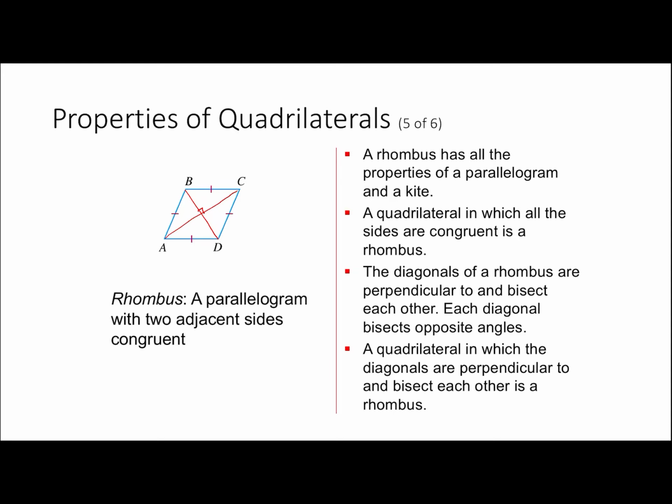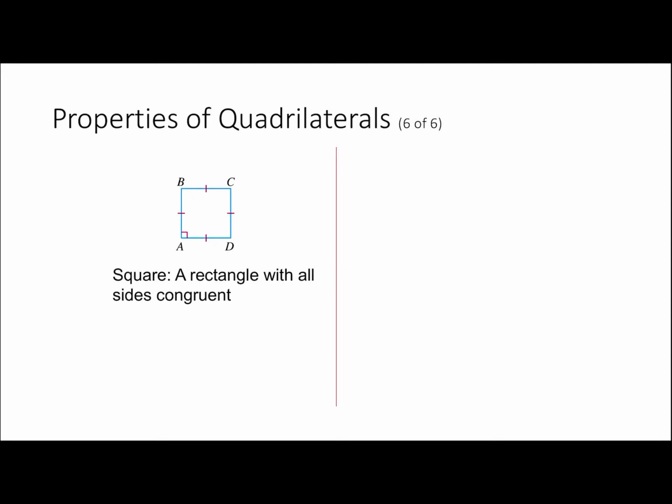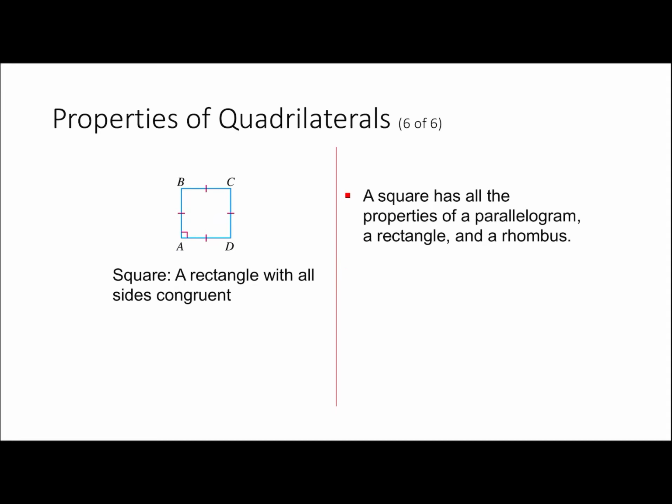And then a quadrilateral in which the diagonals are perpendicular and bisect each other is a rhombus. So again, that's that if and only if statement where the diagonals of a rhombus are perpendicular and bisect each other. And so if you have a quadrilateral where the diagonals are perpendicular and bisect each other, it must be a rhombus.